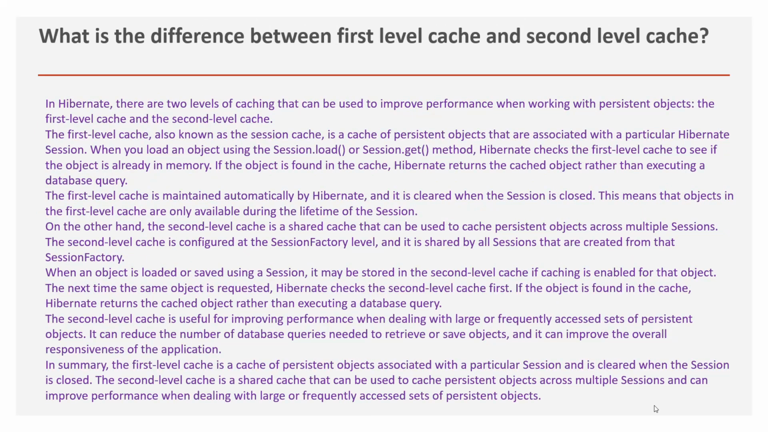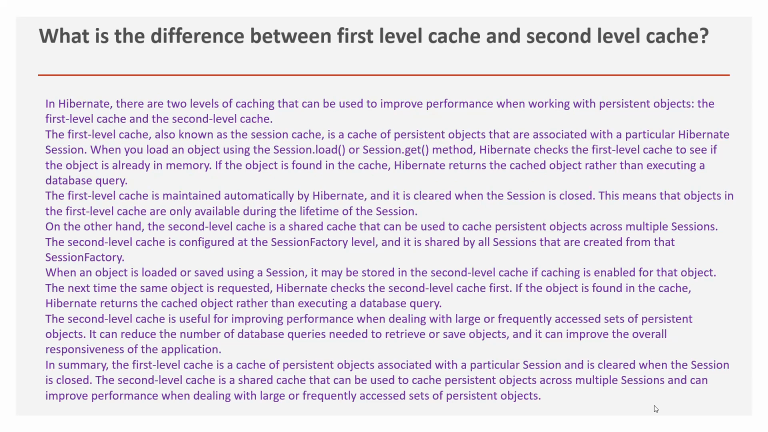What is the difference between the first level cache and the second level cache? In Hibernate, there are two levels of cache that can be used to improve the performance when working with persistent objects: the first level cache and the second level cache. The first level cache, also known as the session cache, is a cache of persistent objects that are associated with a particular Hibernate session. When you load an object using the session.load or session.get method, Hibernate checks the first level cache to see if the object is already in memory.